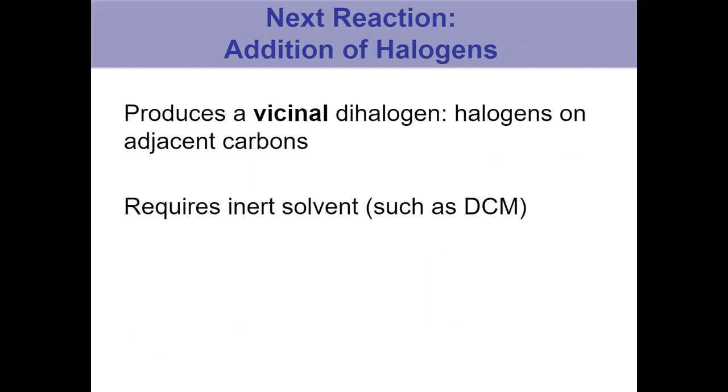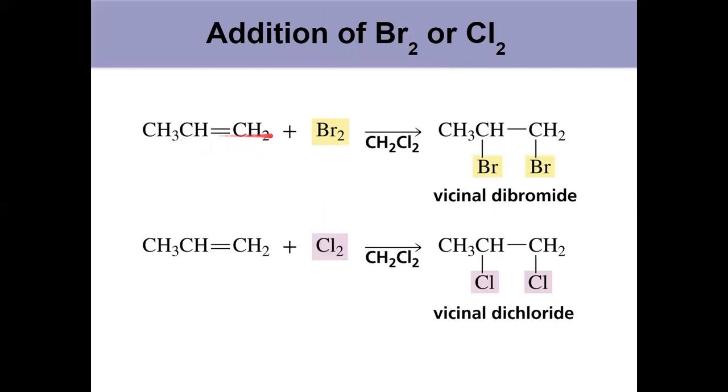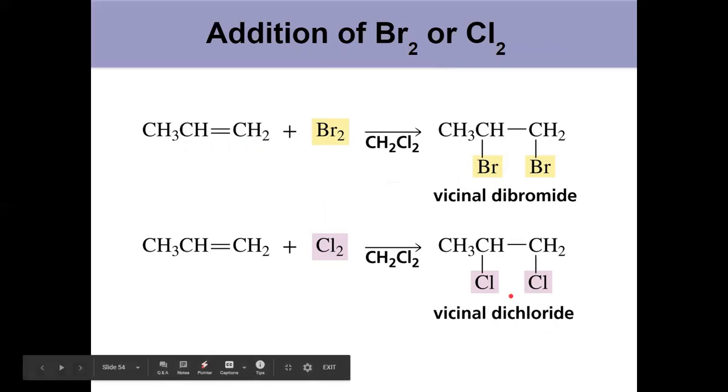The next reaction from this section is addition of halogens: taking an alkene and adding Cl2 or Br2. It does require an inert solvent, such as dichloromethane. That's DCM here. The product of adding a halogen to an alkene is called a vicinal dihalogen. You add a halogen to two adjacent carbons, the two carbons that were previously involved in the double bond now both get a halogen, here with bromide, here with chloride.